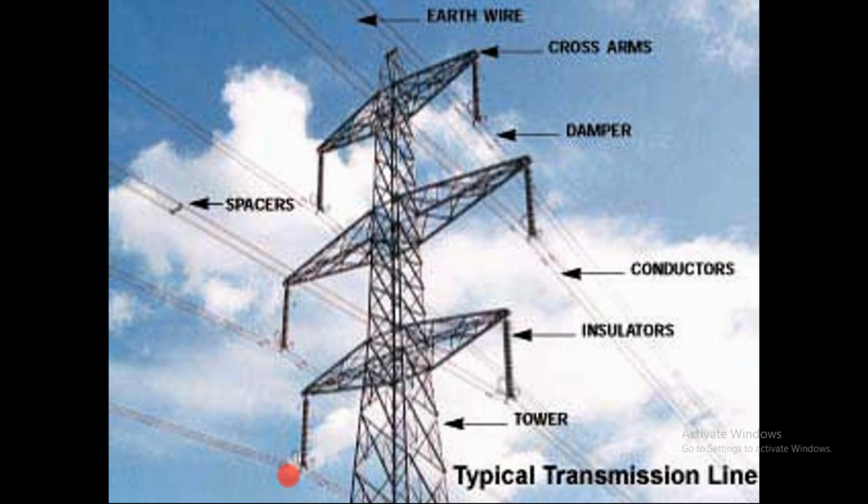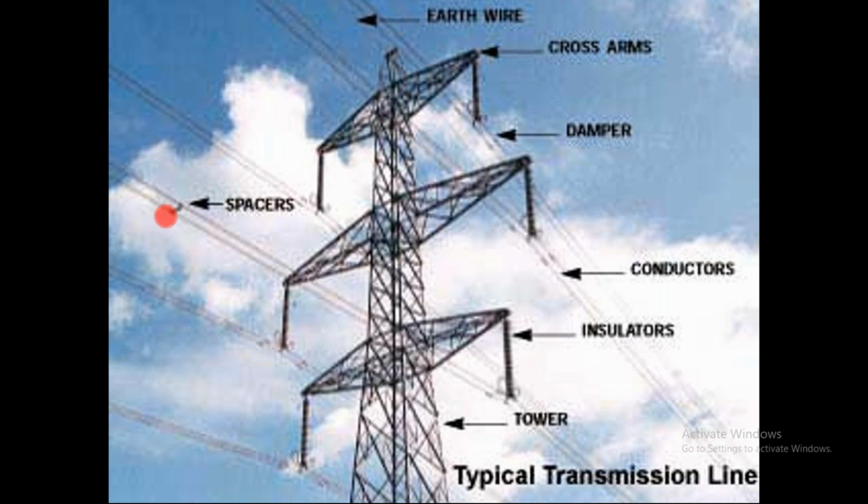In this tower construction they should consider the distance from ground level to the first phase, from ground level to the second phase, and from ground level to the third phase, and similarly between the two conductors. These are the calculations they study before installing the tower. After that they can install it.